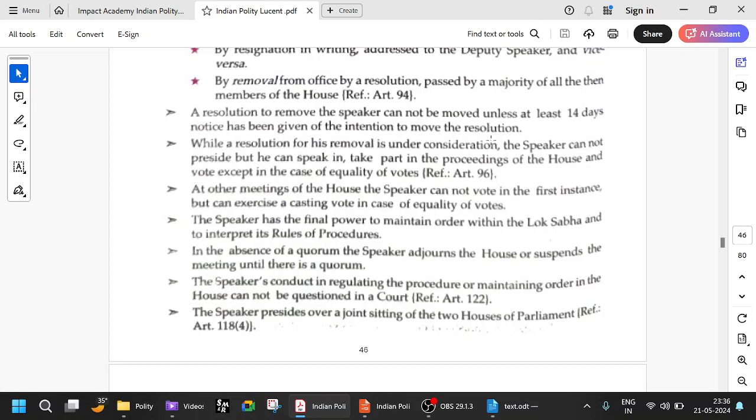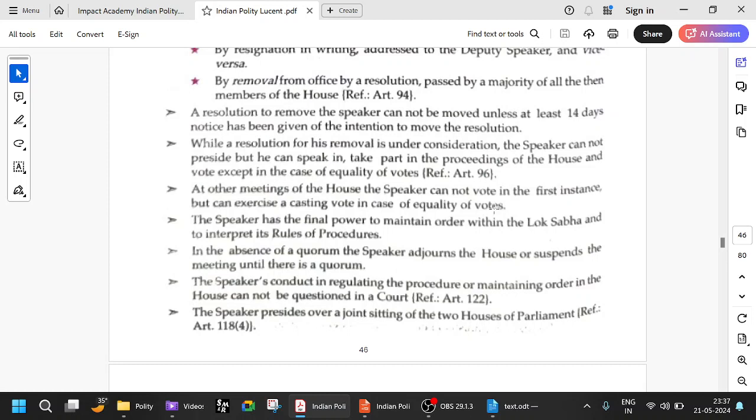While a resolution for his removal is under consideration, the Speaker cannot preside, but he can speak and take part in the proceedings of the House and vote, except in the case of equality of votes. So if there is equality of votes, then he cannot vote. At other meetings of the House, the Speaker cannot vote in the first instance. He can only exercise a casting vote in case of equality of votes.